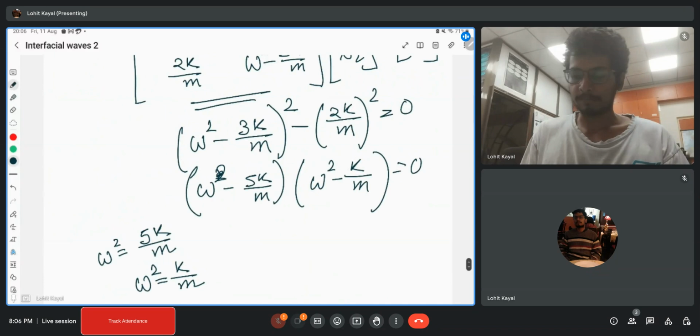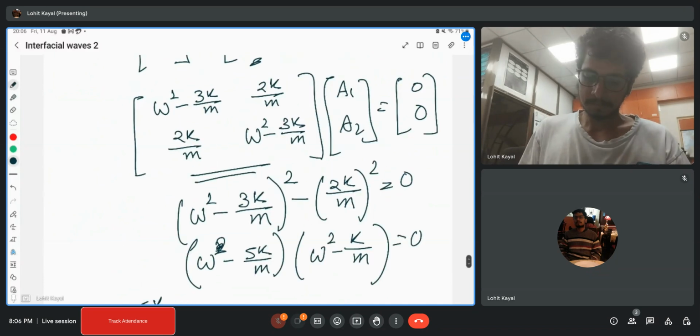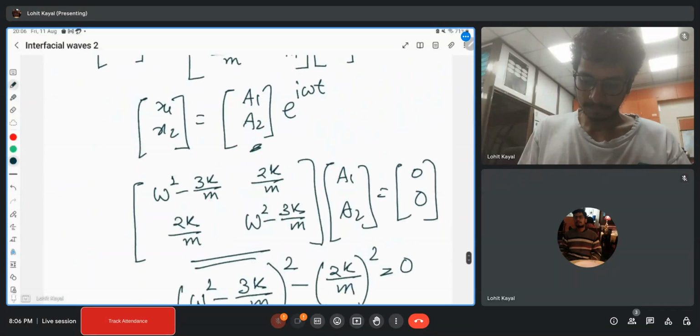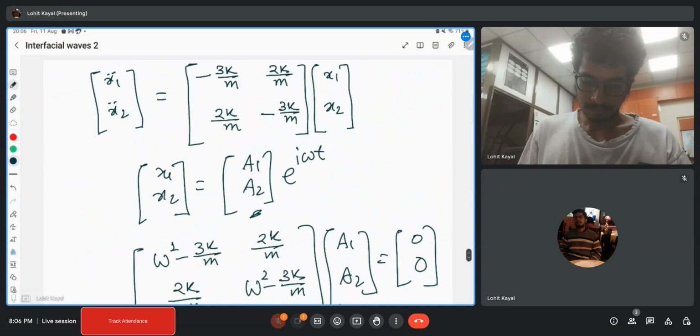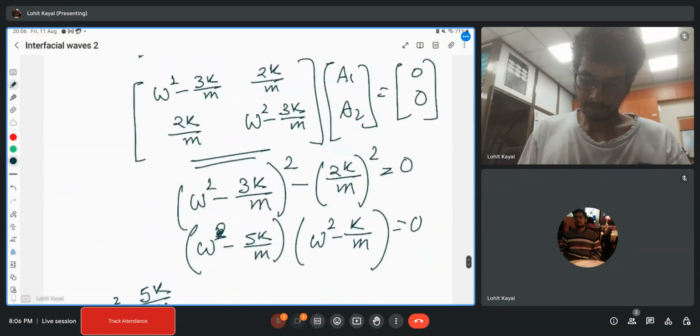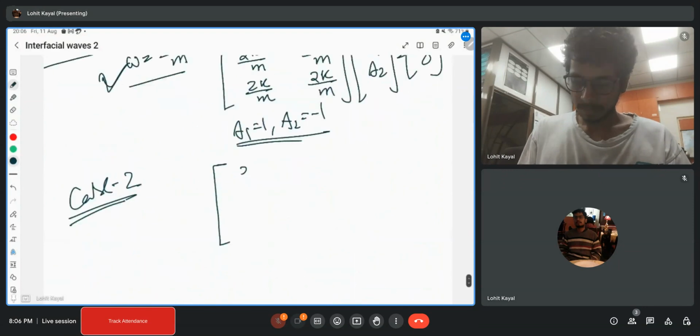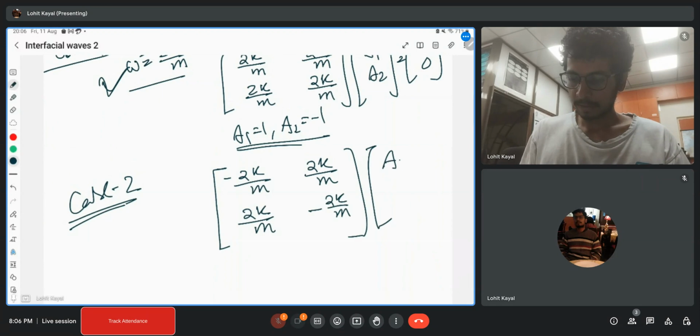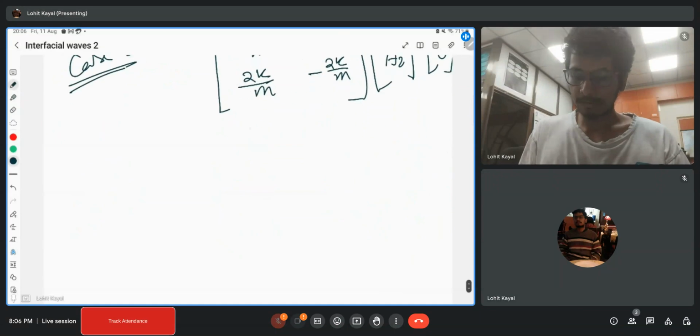Now for case 2, that is omega square equal to k by m. The matrix will be minus 2k by m, 2k by m, 2k by m, and minus 2k by m, times A1, A2. So here the solution will be A1 equal to 1, A2 equal to 1.